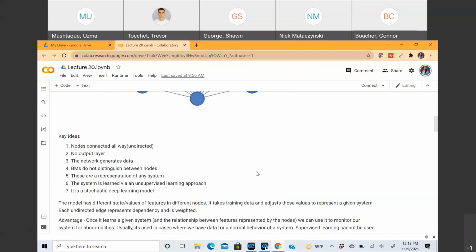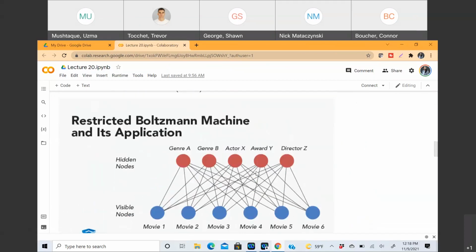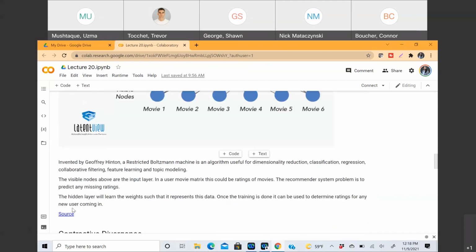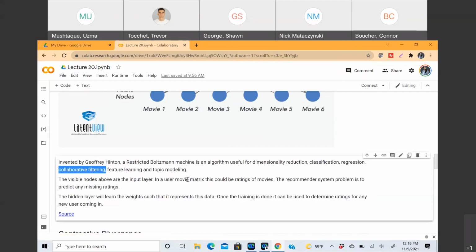This idea came about in the 1980s or early 90s, and it is known as the restricted Boltzmann machine. I think I have a paper that talks about this. It was invented by Geoffrey Hinton, and it is an algorithm used for dimensionality reduction, classification, and mostly collaborative filtering. That is in recommender systems, and also in feature learning and topic modeling. We'll look at it from the perspective of recommender systems, that is, recommending movies or items to customers on online platforms, right?